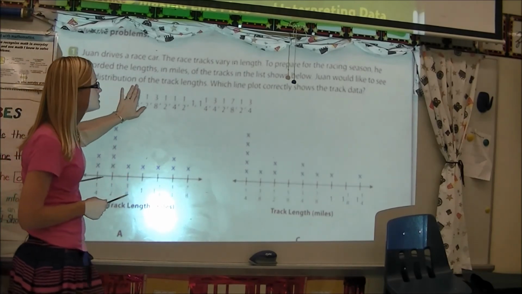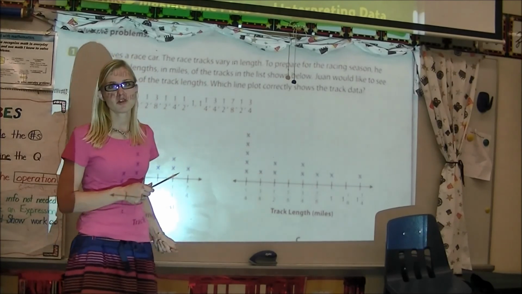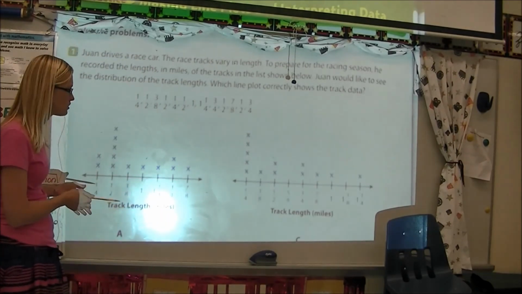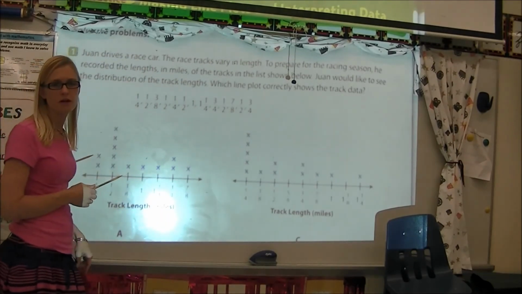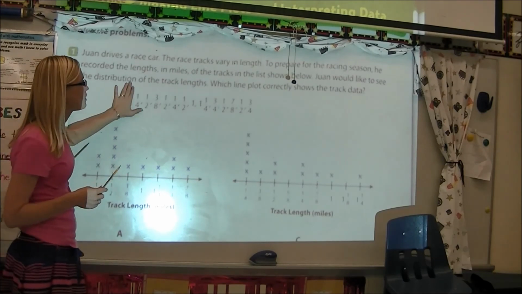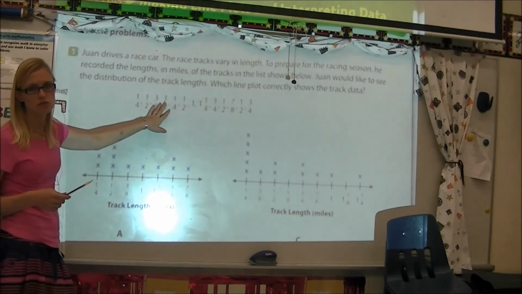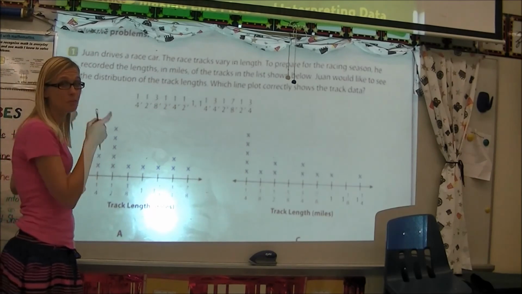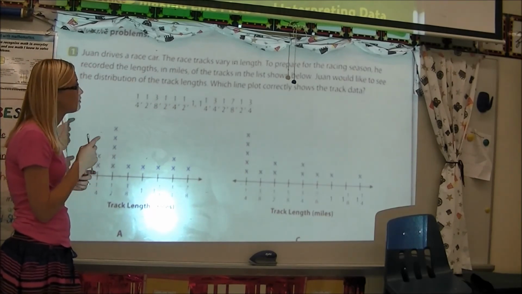So it lists me this data, and then it gives me 4 different line plots, and I understand that we can only see 3 right now, but it gives me 4 different line plots, and I'm supposed to figure out which one matches the data that's given. Now there are 2 strategies, and I'm going to tell you which one is the preferred better one, but I'm going to explain both to you.